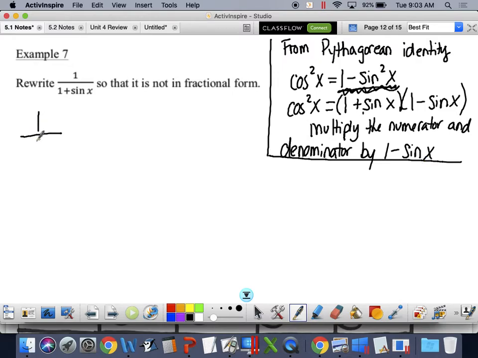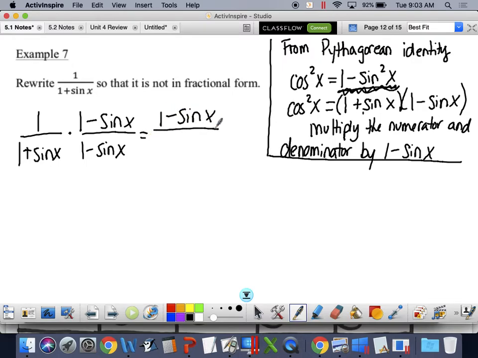All right, so I have 1 over 1 plus the sine of x, and I'm going to multiply by 1 minus sine x over 1 minus sine x. When I do this, I can see that I get 1 minus sine x in my numerator, and in my denominator, I get cosine squared x. Right, we just talked about why that is true. I wind up with a cosine squared x.